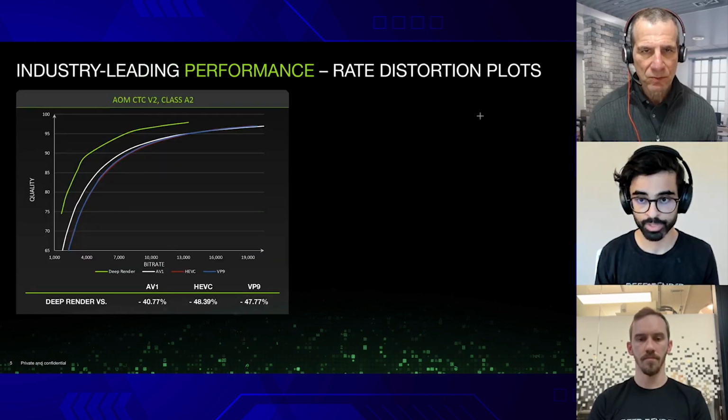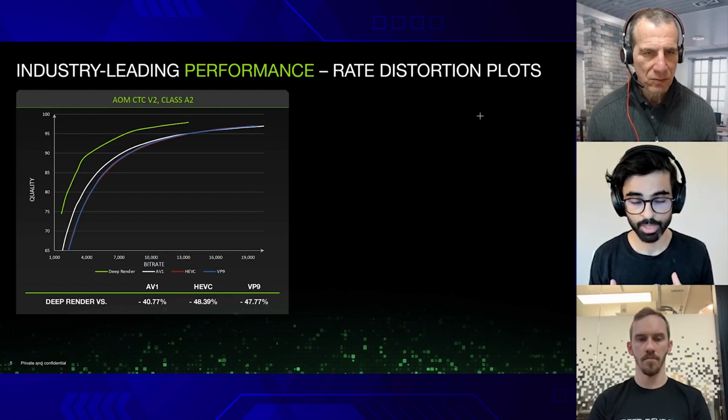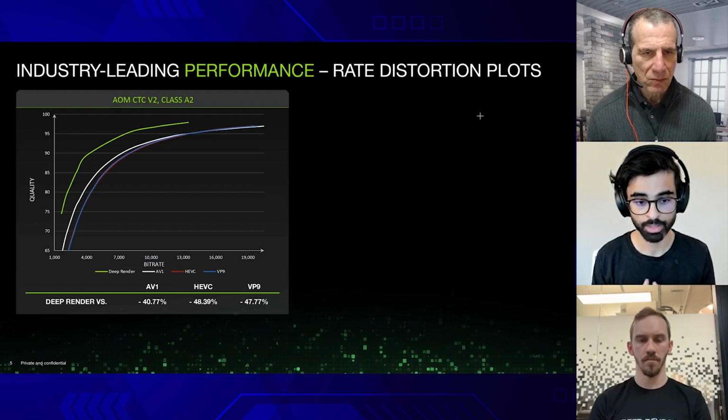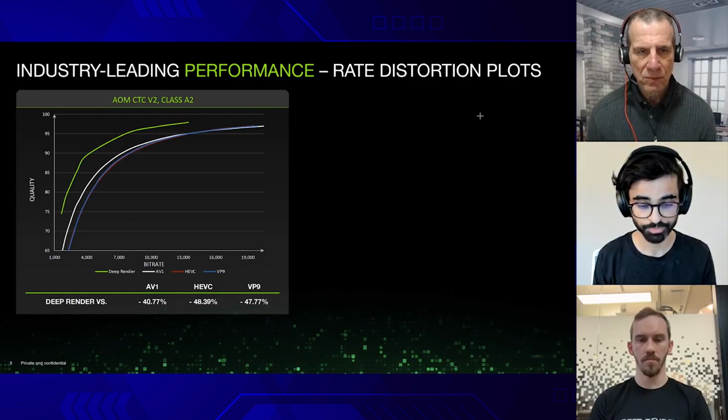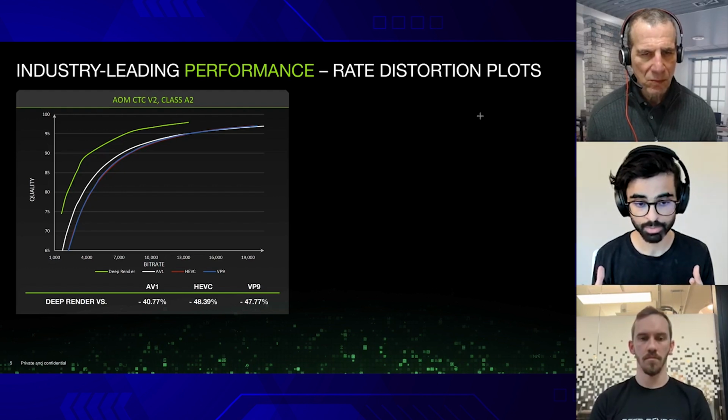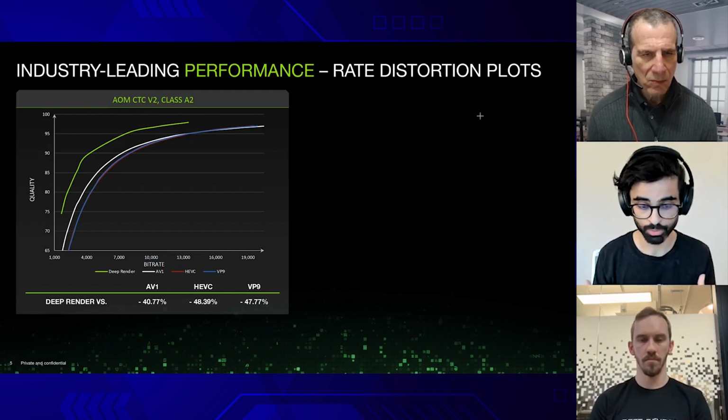Touching a bit on performance that we're seeing with our codec, we're going to talk about the BD rate curves. We produced some BD rate curves of visual perception on the AOM CTC V2 dataset, which is a commonly used dataset in the compression world. We compared the DeepRender codec with AV1, HEVC, and VP9 on some standardized command strings. And what we're seeing is roughly a 40% improvement over AV1 with the DeepRender codec when it comes to visual quality.